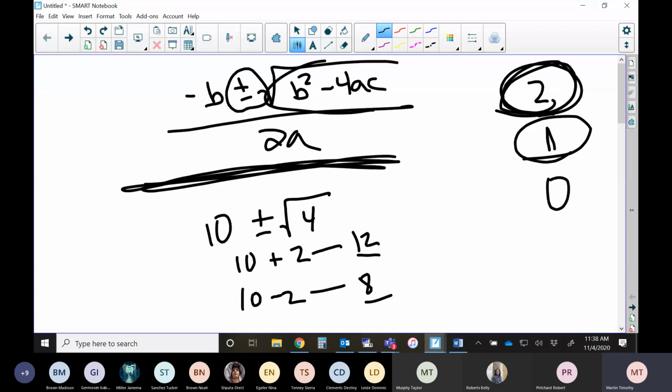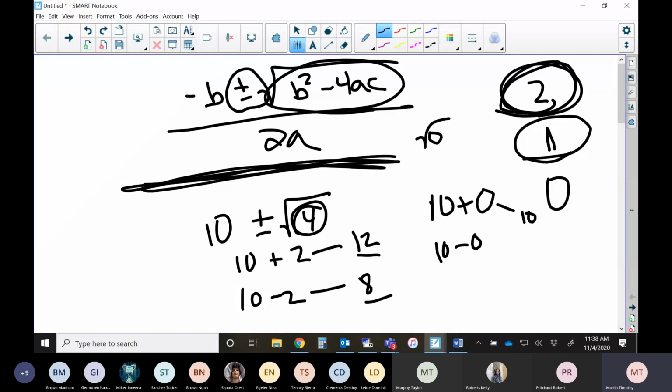So yes, this thing right here is called the discriminant. And what would happen if I had a 0 underneath it? What's the square root of 0? 0, right? So what happens if I add 0 to 10? What do I get? 10. And what happens if I take 10 and I minus 0? What do I get? 10. So notice how many different answers did I get when I had 0 underneath this thing, which is called the discriminant? Only 1. So that's only one x-intercept. Right, there's only one x-intercept.